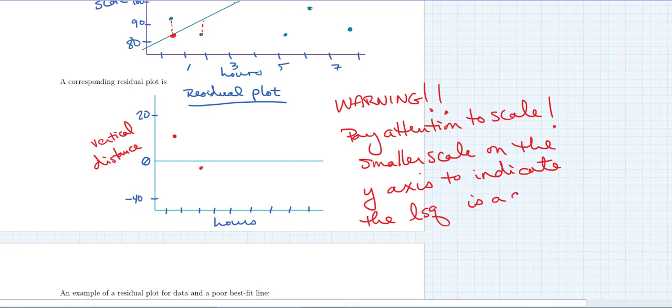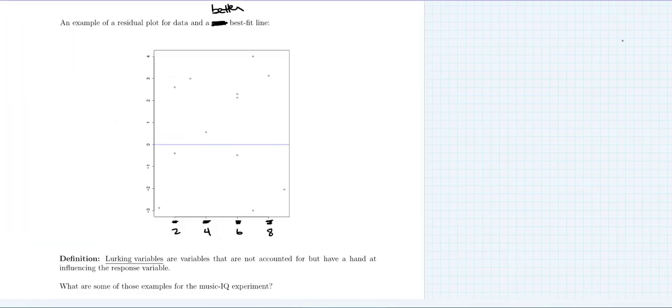It's a good fit. Okay, that's very important. On the next page, we have an example of a residual plot for the data that might be better. Okay, so notice that the scale is much smaller here. Even though 4 is still large, we have a smaller scale.